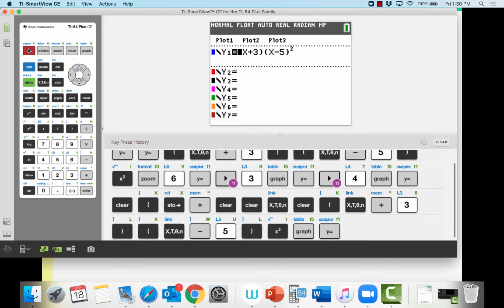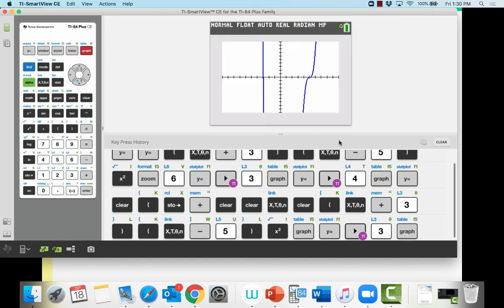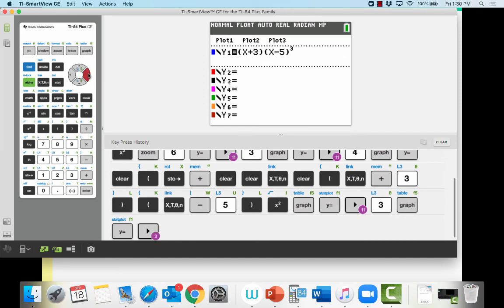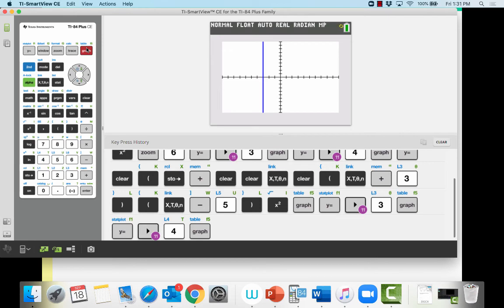So let's see if we can make a slight change here. Let's change that to cubed. Now we have odd multiplicity and odd multiplicity. And now we're going through at negative 3 still, but now we're also going through at 5. So that changes things. So the even multiplicity and odd multiplicity is either going to take you through, or it's going to bounce off. So based on what we looked at, if I change x minus 5 to the fourth, I think that's going to bounce off, and it does.